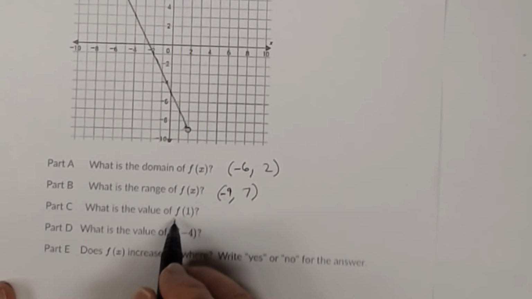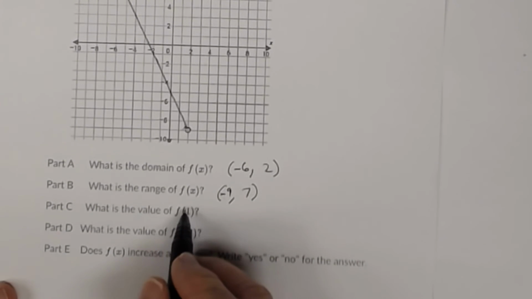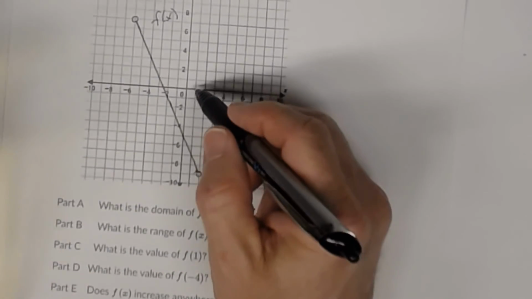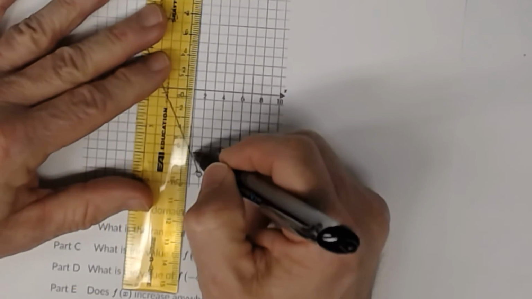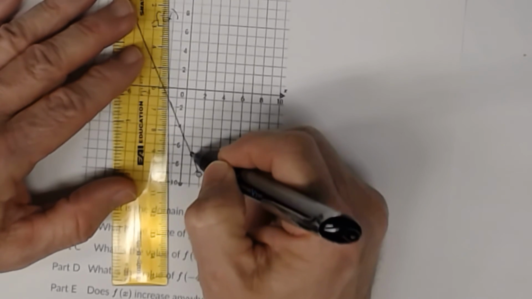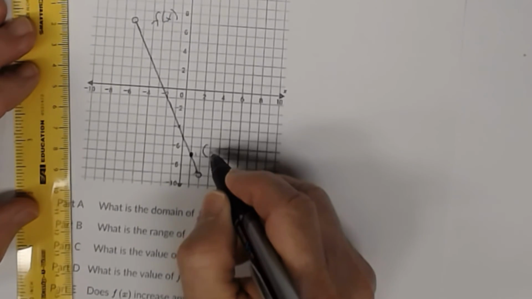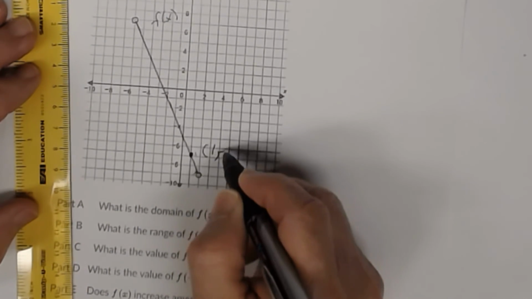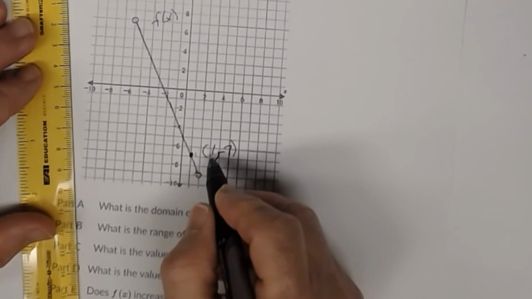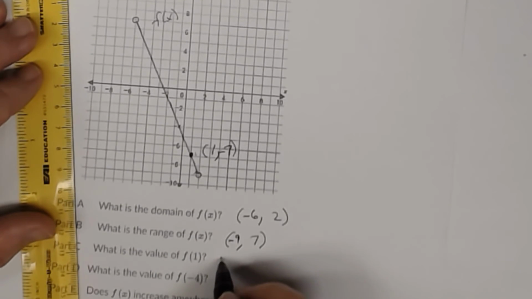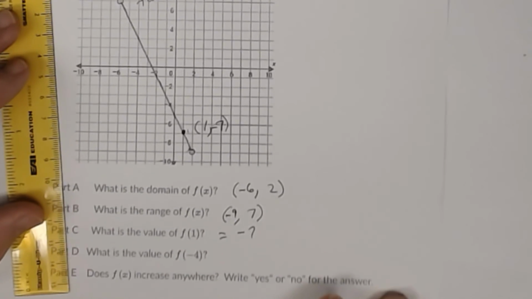Then they want to know what's the value of f of 1. Well, remember, that means what's the y coordinate when x is 1. Well, locate x equal 1. So that's right here. Put a point where that is. So that's 1 comma negative 7, right? So when x is 1, my y value is negative 7. So the answer is negative 7.